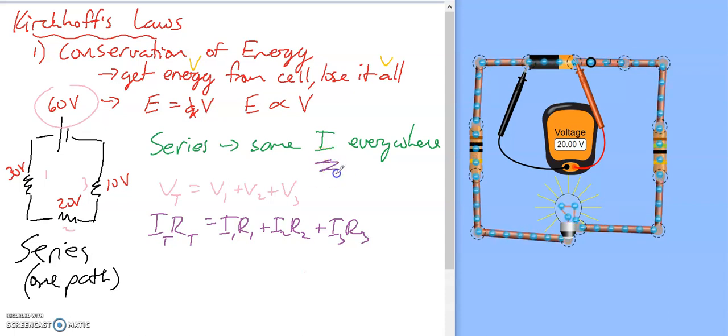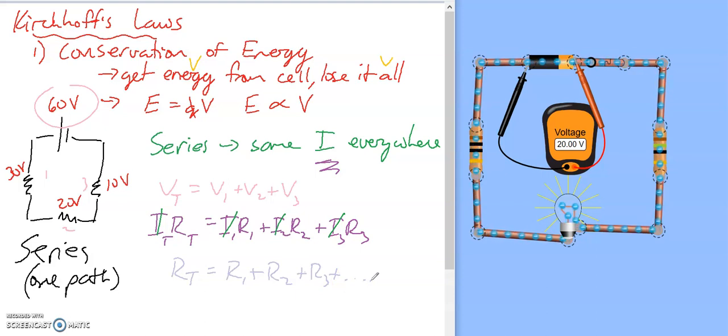Now the thing is, the currents are all the same, which means all of these currents actually cancel out. And what I'm left with is just the R's. And it shows that the total resistance is just all the resistors added up. And there could be more. It doesn't make any difference. So that's the thing about series circuits.